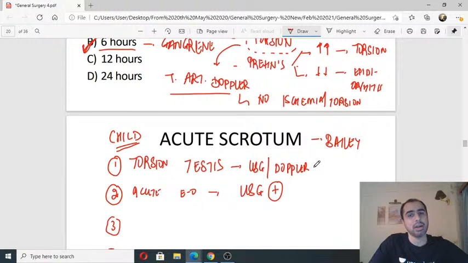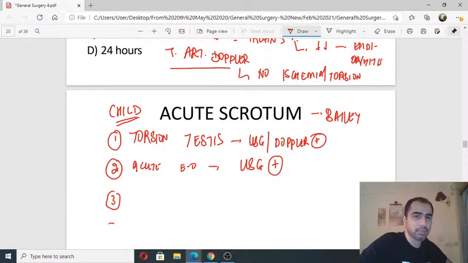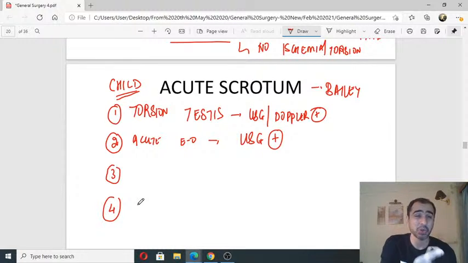And I am telling you, ultrasound is normal. What else will you think? And the child is having acute scrotum. Any other cause of acute scrotum? No, not trauma, Dr. Costa. Trauma, the child will tell you, he got trauma, now there is a hematoma. Hematoma you will see on ultrasound. And it's not going to cause acute scrotum, it will cause scrotal swelling.